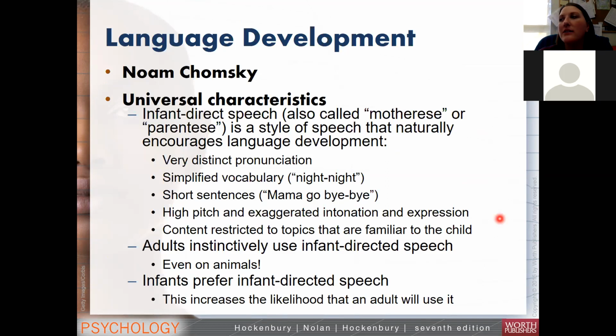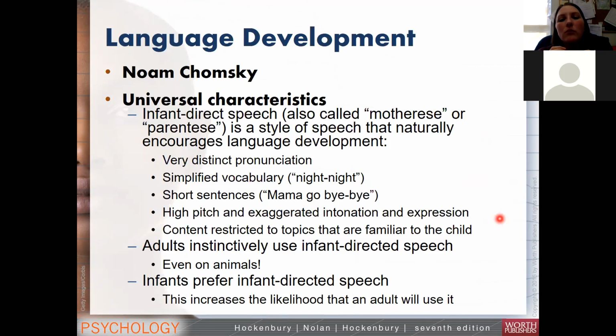You're going to restrict content to what you think the child is going to understand and know. Children love it. Babies respond to it. If you have an infant that's 4 months old and you say, who's this cute little baby? The baby might actually mimic you and react to that. That's why we instinctively use it: infants prefer it. That increases the likelihood that we'll continue using it, because when you do that, the baby might smile or engage with you, or at least pay attention to you.